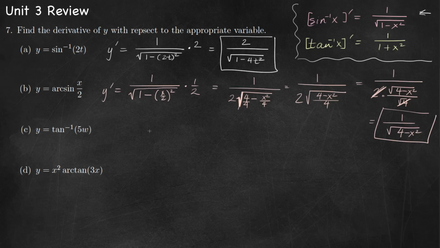Part C, y equals tan inverse of 5w. So this is tan inverse of stuff. The derivative of tan inverse of x is 1 over 1 plus x squared. The derivative of tan inverse of stuff is 1 over 1 plus stuff squared times the derivative of the stuff. So my y prime is 1 over 1 plus the stuff squared times the derivative of the stuff. The derivative of 5w is just 5. If we simplify this, we get 5 over 1 plus 25w squared.